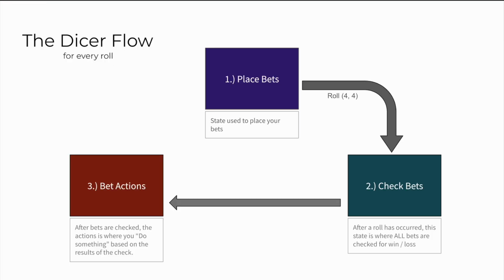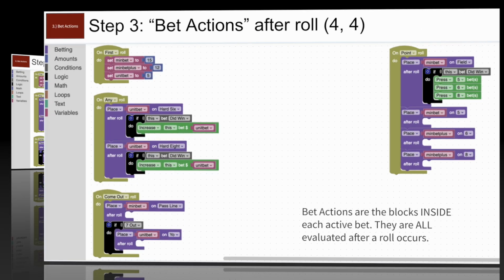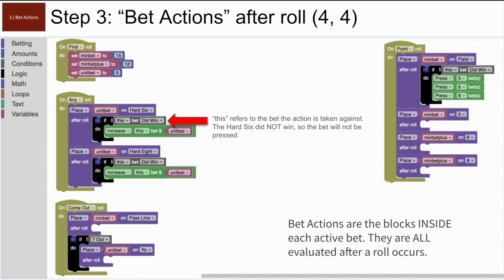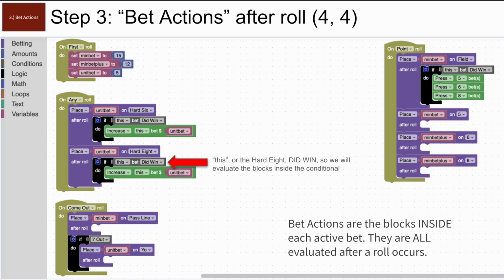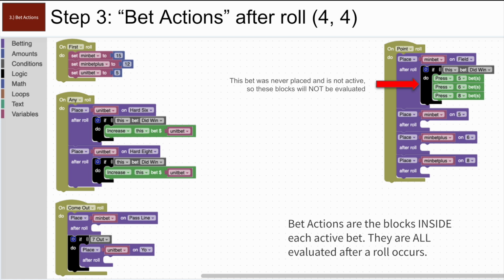For this step, we will evaluate all the blocks that are found within every active bet block. The first one is the if statement inside of the hard 6. This bet did not lose, but it also did not win, so this check is false and the block inside is skipped. The hard 8, however, did just win, so this will evaluate to true. This means that the next block to process is the block to press this bet by $5. As for the if block inside the field bet, since this bet has not yet been placed and is not active, this block will not be evaluated.